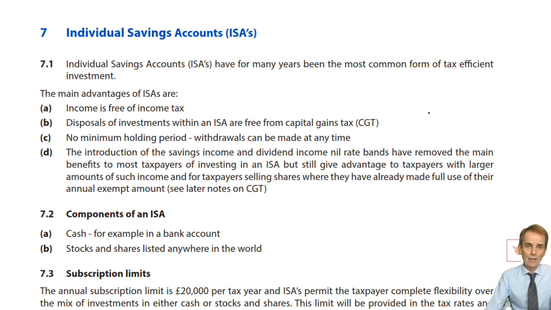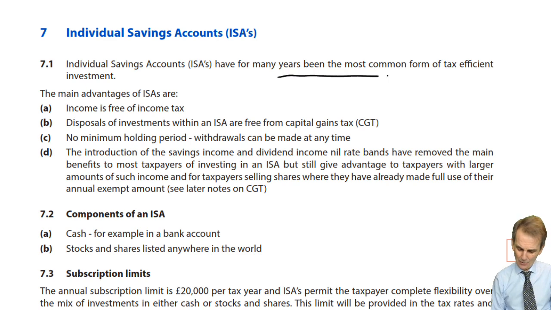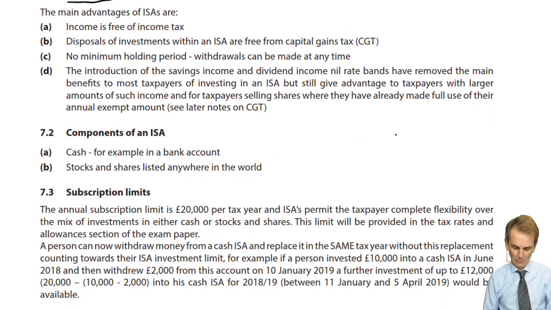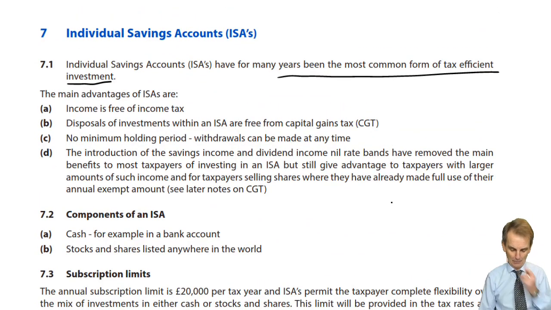Okay, on to individual savings accounts, ISAs. Now, you've actually seen reference to this back in chapter 2. Might seem like a long time ago now, but we saw it in a list of exempt income: income from an ISA, an individual savings account. For many years, the most common form of tax-efficient investment.